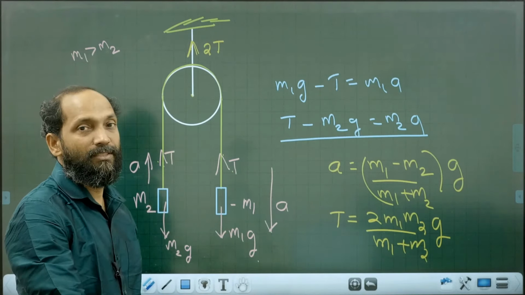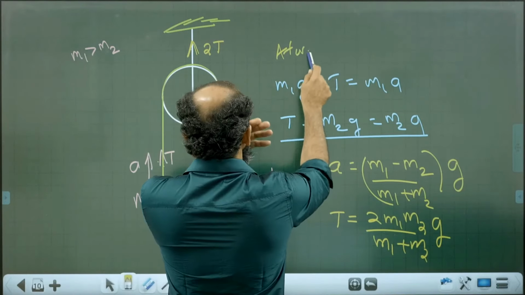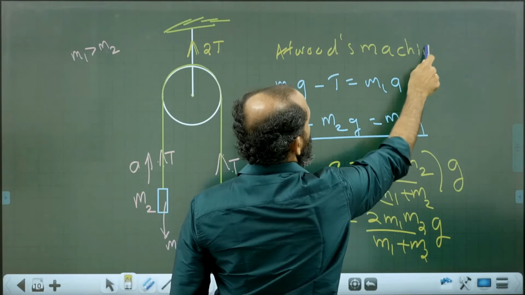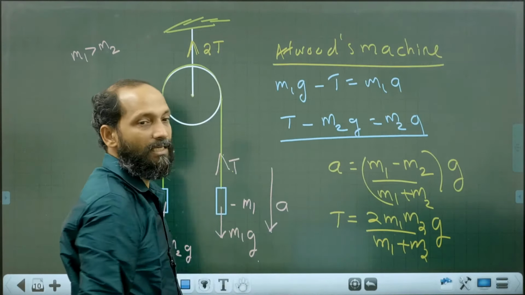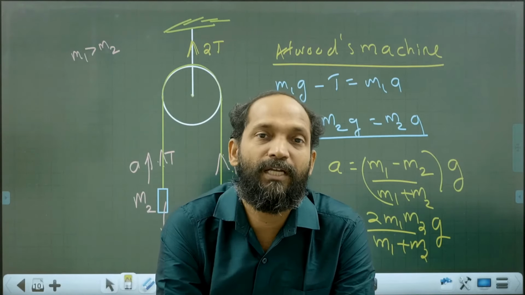And this device is sometimes called Atwood's machine. Atwood's machine is a single fixed pulley system where there is only one pulley which is fixed and two masses connected at the ends.